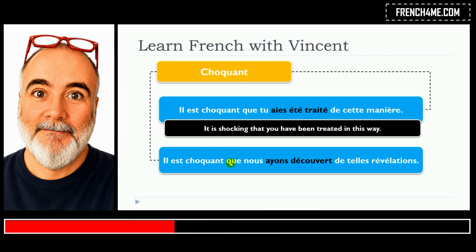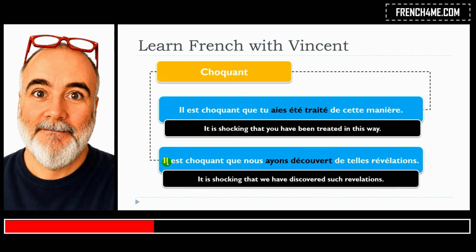Il est choquant que nous ayons découvert de telles révélations.